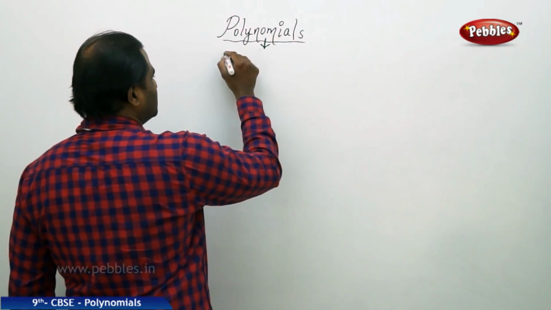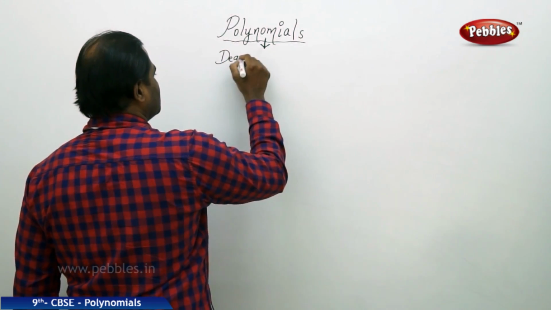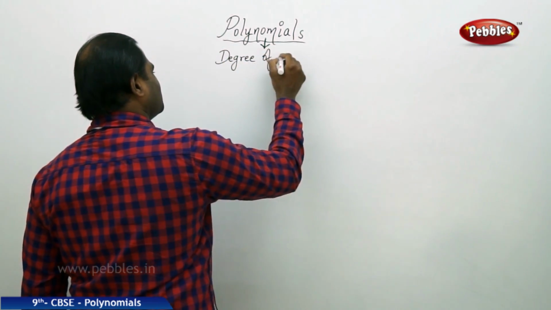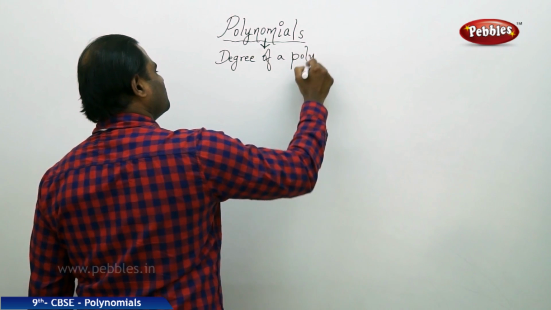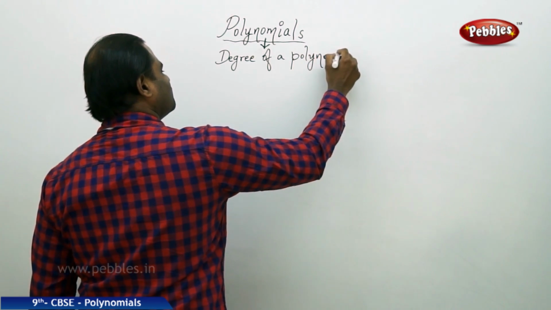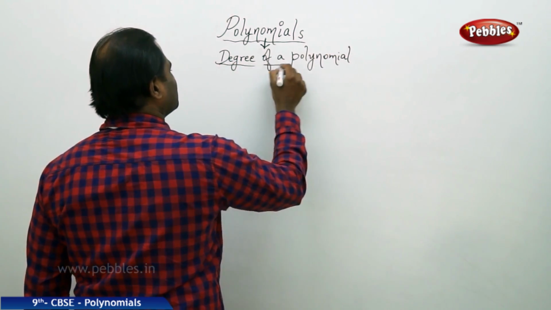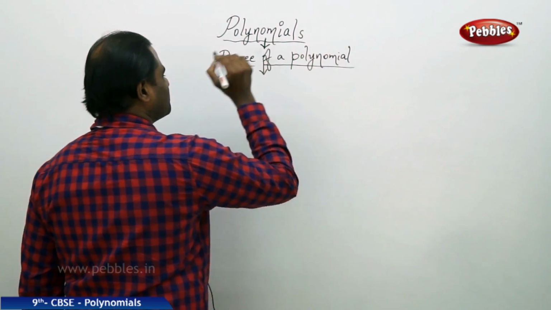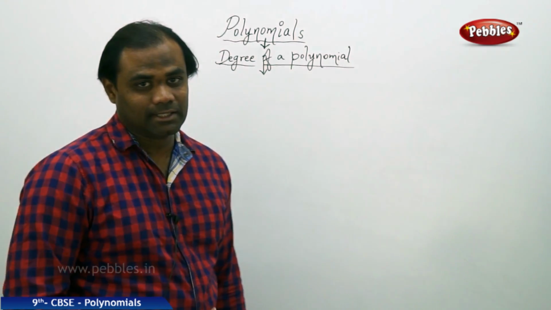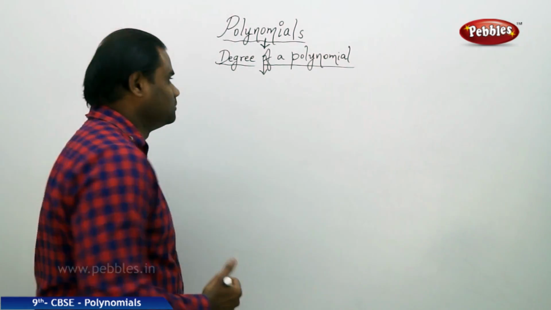Next, degree of a polynomial. Let's see what is the degree of a polynomial in the branch of polynomials. Let's see what exactly the degree is by taking an example problem.